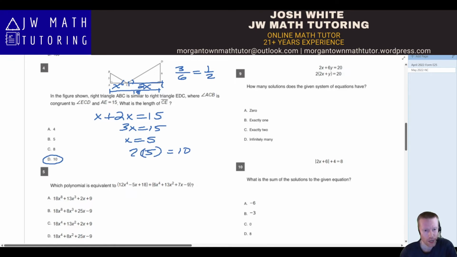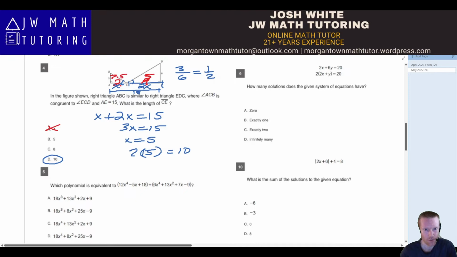Notice an alternate way that you could solve this is by back solving. You could take the answers and plug them in, and here's how that would work. I start with answer choice A, which says CE is 4. That means AC would have to be 2, because in the larger triangle, the sides are twice that of the smaller triangle. Now add them up. Do they equal 15? No. Cross it out, and then try the next one.